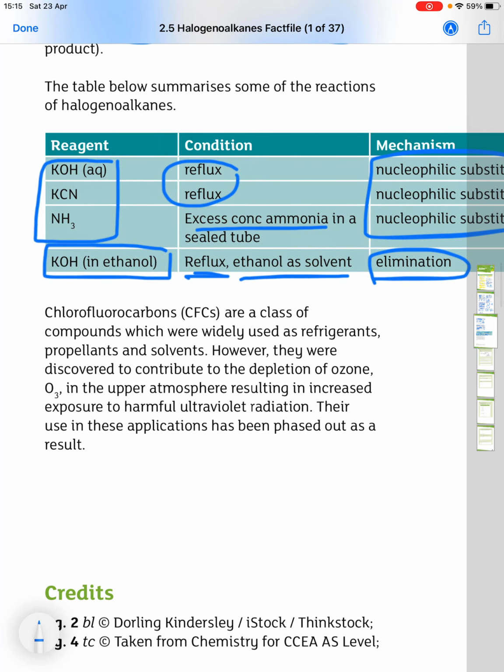And finally, chlorofluorocarbons, or CFCs, are a class of compounds which were widely used as refrigerants, propellants and solvents. However, they were discovered to contribute to the depletion of ozone, which is O3, in the upper atmosphere, which resulted in increased exposure to harmful ultraviolet radiation, and their use in these applications has been phased out as a result.